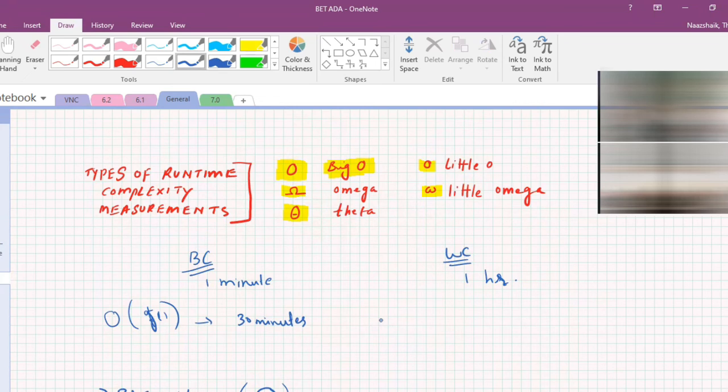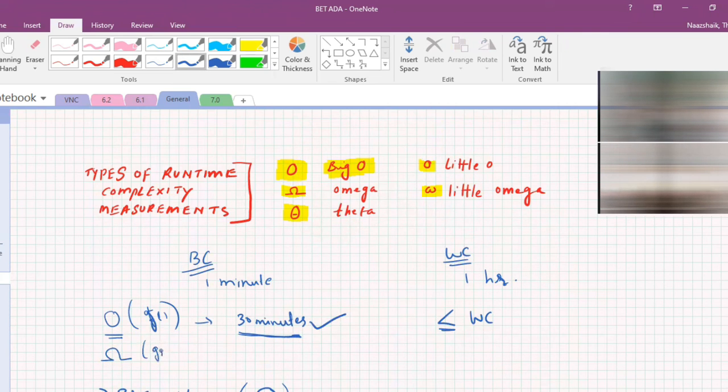Can anybody volunteer and tell me, when we say big O, did we say that it is less than or equal to, or greater than or equal to, the best case, the worst case? What did we say? It should be less than or equal to the worst case, correct. So in this case, is it satisfying? Is it less than or equal to the worst case? Yes.